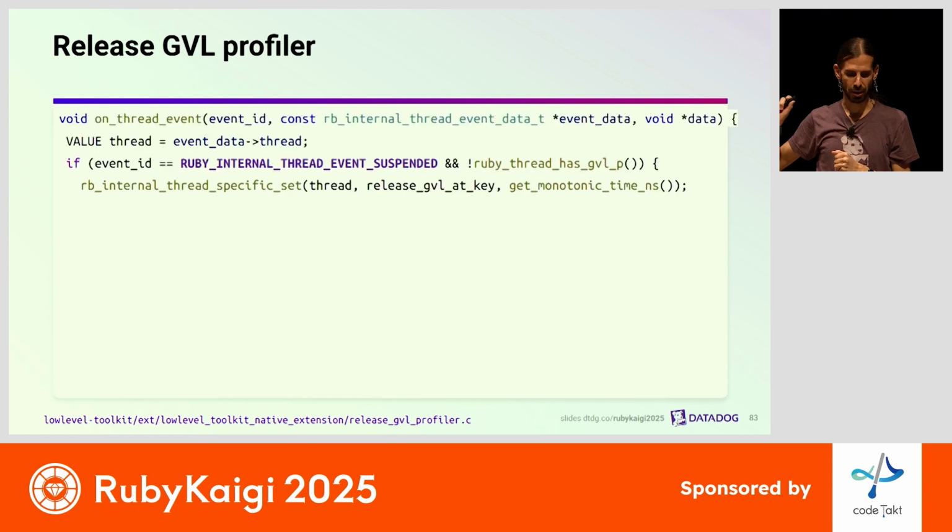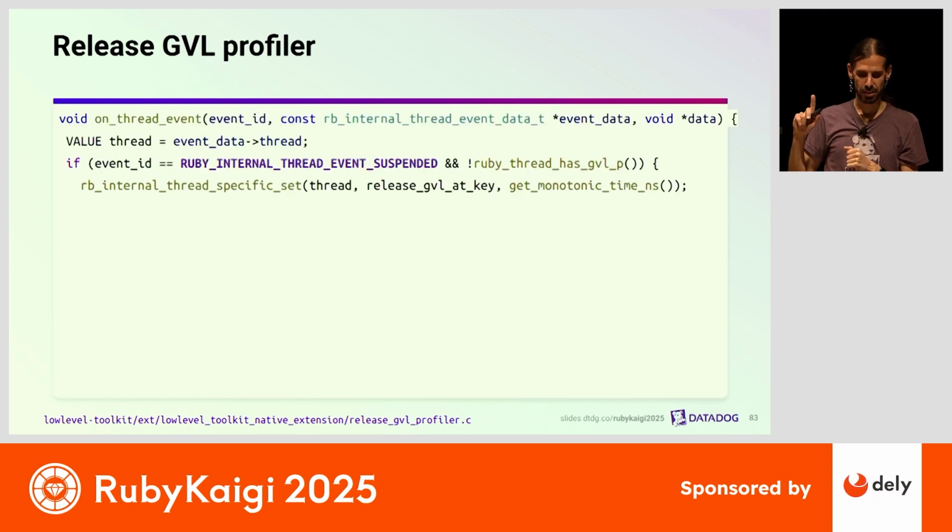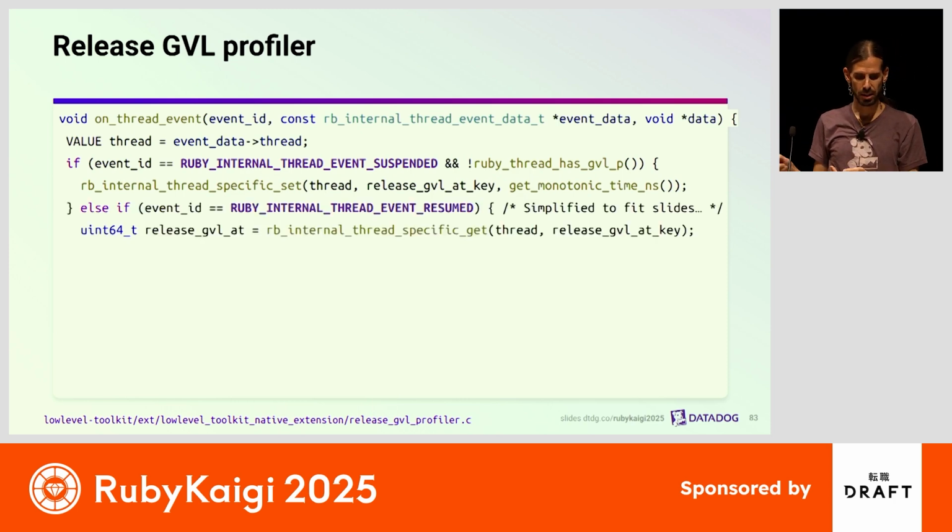Okay, second part. When there's an event and we're looking for the event suspended, and that magic Ruby thread has GVL p function. I hadn't talked about that one before, but basically it tells you if the thread explicitly released the GVL or not. So this is how we can tell when a thread actually said, oh, I want to release the GVL because I want to do something without the GVL. And what we do, again, we just record the current timestamp so we can use it later. And then later, when the thread is able to resume again, we read the time in which it released the GVL.